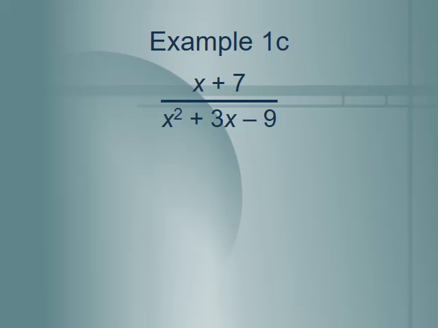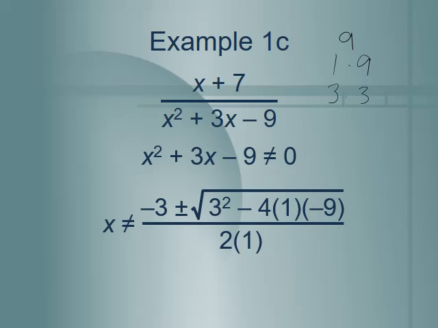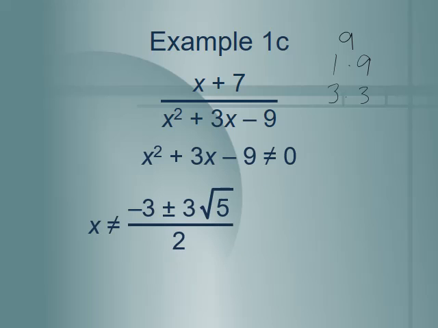Let's look at this one. Now, if you look at 9, if we tried to factor this, our factors of 9 are 1 and 9 and 3 and 3. None of those add to make 3, so I would suggest we probably use the quadratic equation here. So whenever we plug everything in, we go ahead and solve it out. Now remember this plus or minus, so we're still going to have two different answers that x cannot equal.